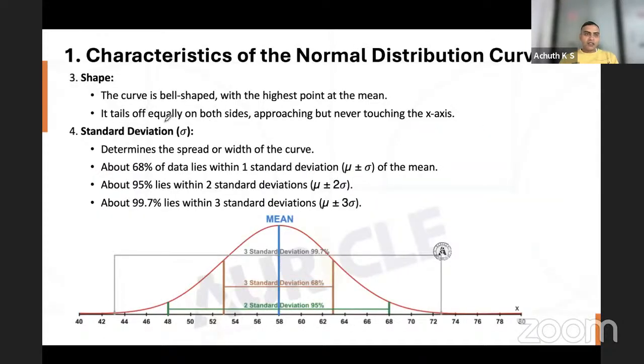What are the characteristics again? It is bell shaped, the highest point at the mean. This is the mean. If it is a normal distribution, then mean, median, mode are in the same place. Coming to the standard deviation.